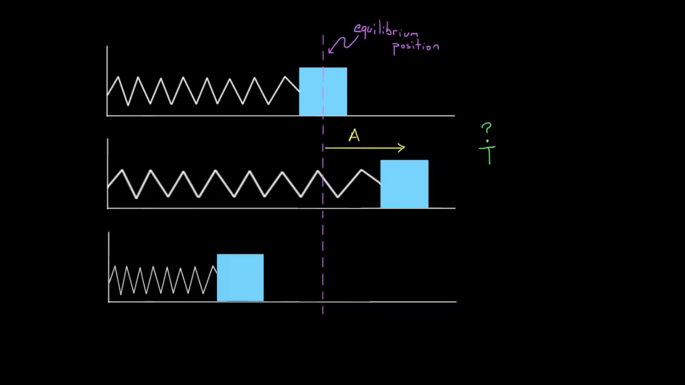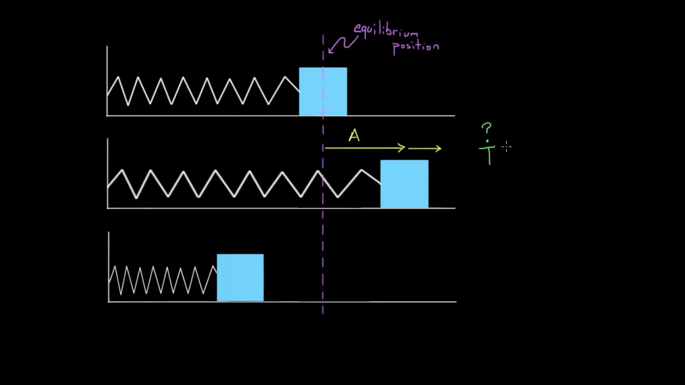Maybe it depends on the amplitude. So let's just check. If I pulled this back farther, if I increase the amplitude, will that change the period of this motion? So let's think about it. Some of you might say, yes, it should increase the period because now it has farther to travel. Instead of just traveling through this amount back and forth, it's got to travel through this amount back and forth. Since it has farther to travel, the period should increase.